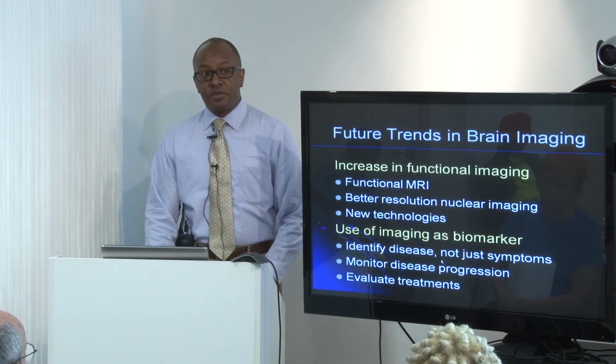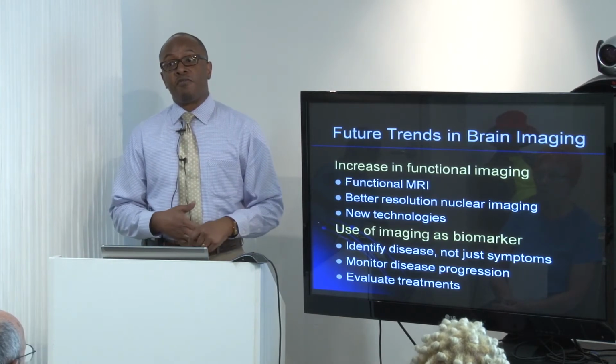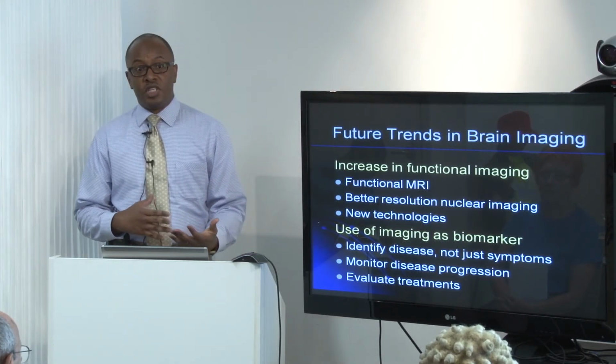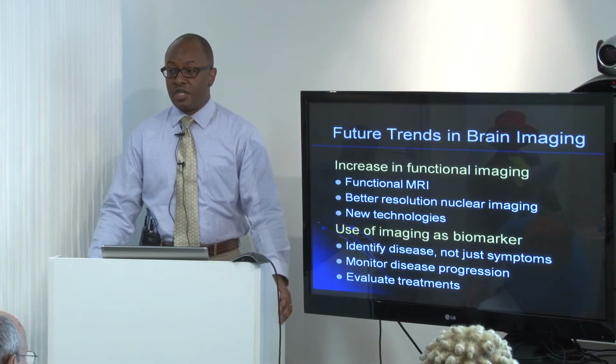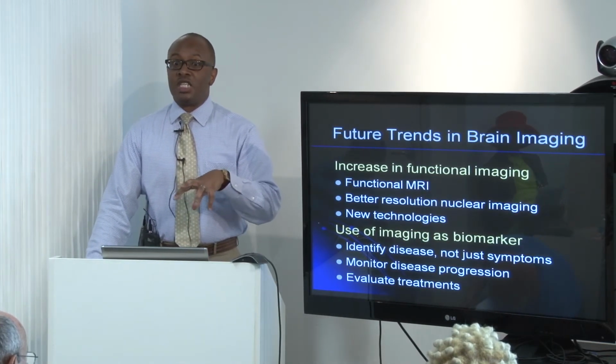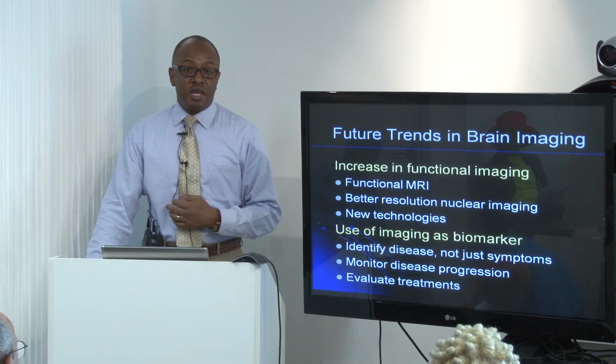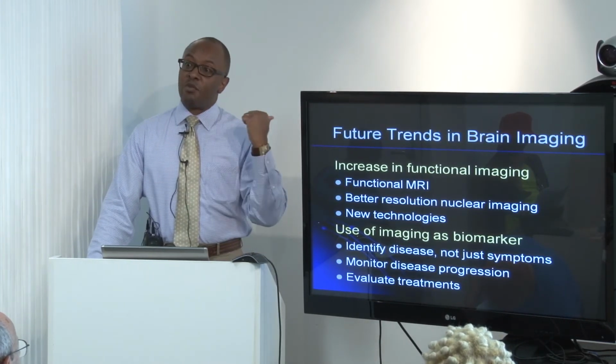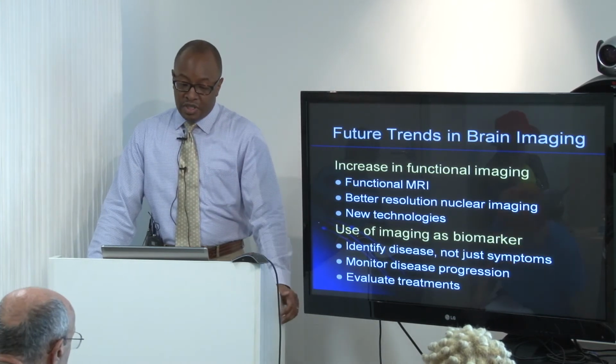So in the future, we think we're probably going to use a lot more functional imaging than we do now, because function in the brain usually changes before structure changes. PET scans in the brain change before the MRI scans change. And we want to be able to take advantage of that to predict what's going to happen to people instead of telling them what happened to them 20 years ago.